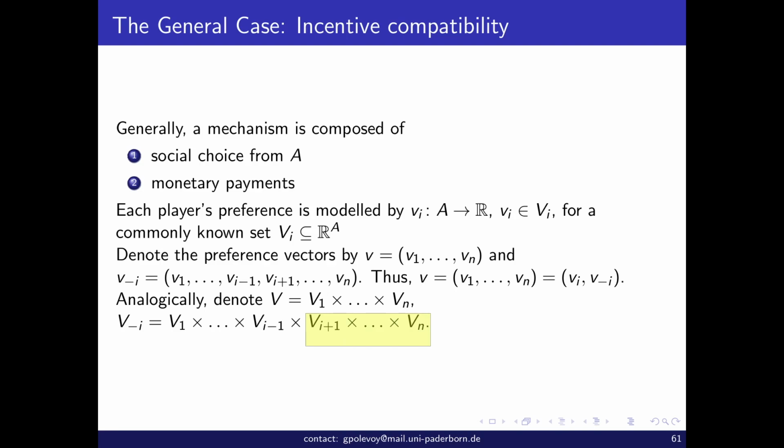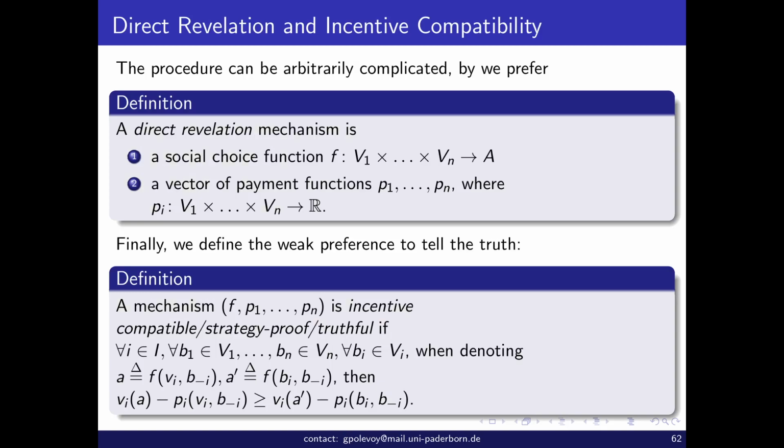So as usual, the mechanism is social choice plus monetary payment, which can be shown to be necessary in general to implement something. We don't show it, but it can be shown. So we need to have this possibility to charge the players. And first we notice the procedure, what the players need to do. How a player communicates to you what they want can be an arbitrary procedure.